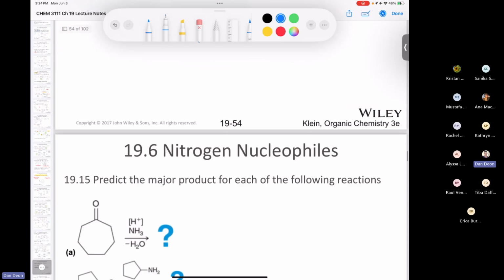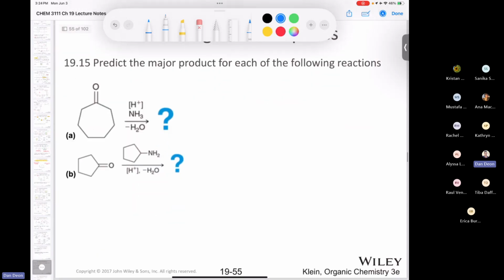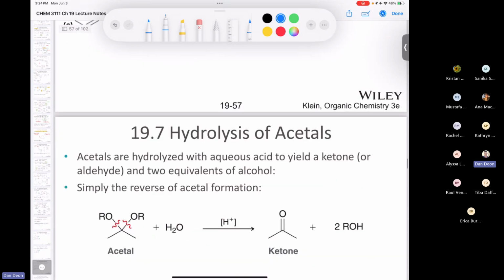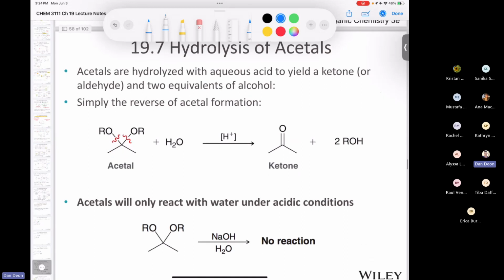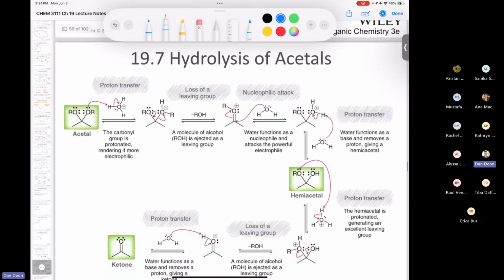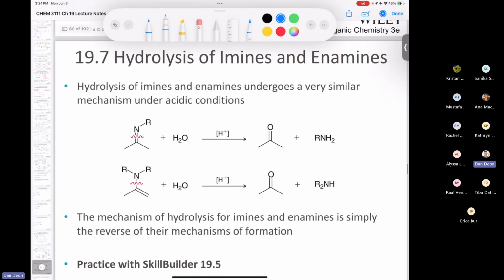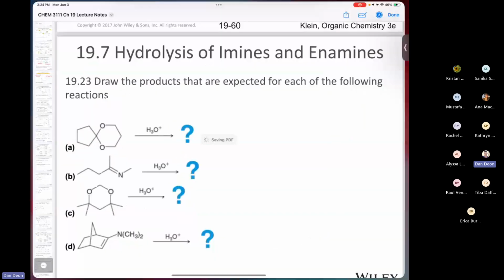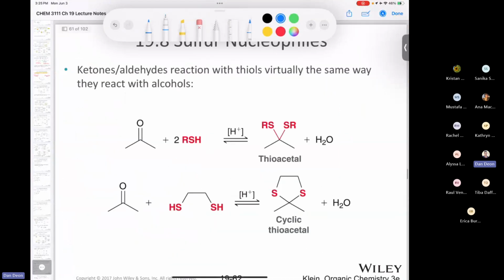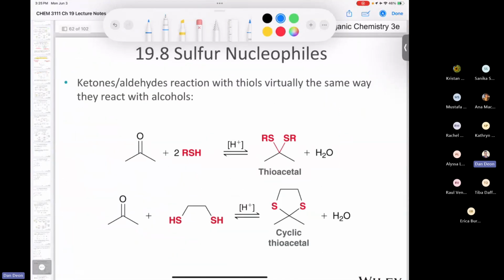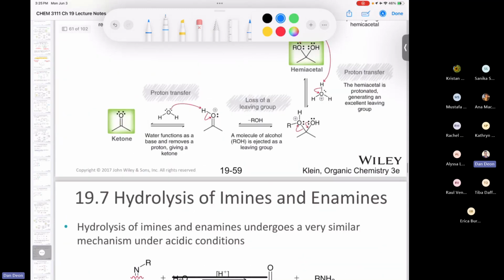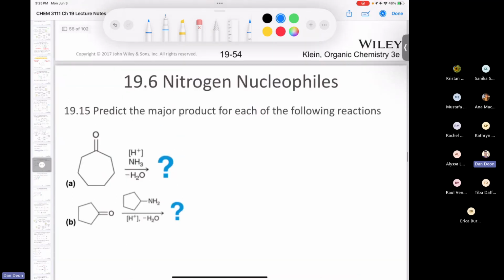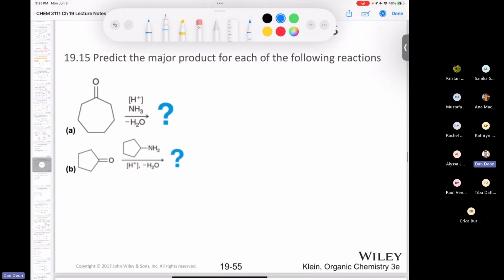Okay? So with that in mind, there's question 19.15, 19.17, 19.20, 19.7, which deals with hydrolysis of acetal, so we're going to cover that, and then hydrolysis of imines and enamines, and then there's some more hydrolysis questions here. And then I wanted to save the section on sulfur nucleophiles. So I don't want to solve every single one of these problems with you today because I'd like you to try them at home, but I'll kind of walk you through one of each of them, okay?